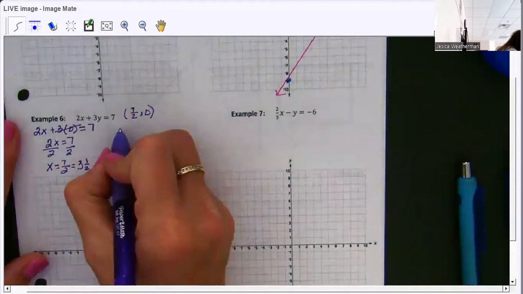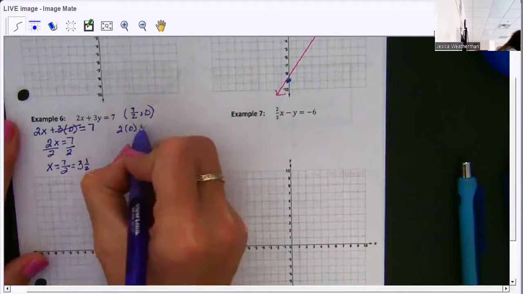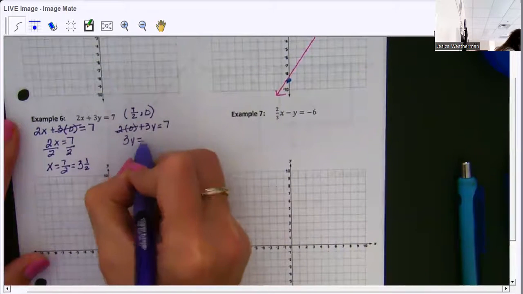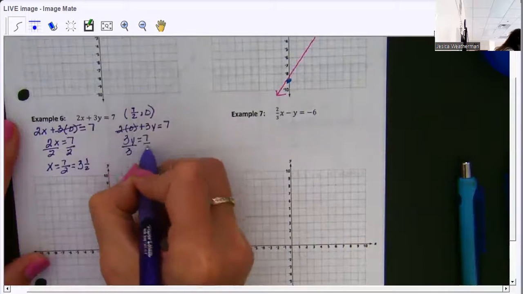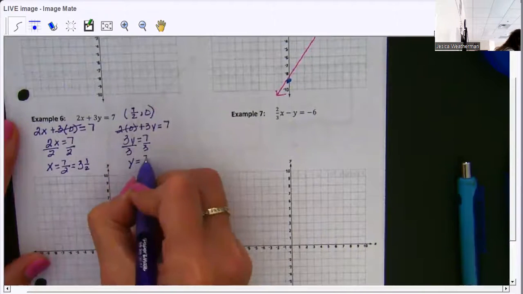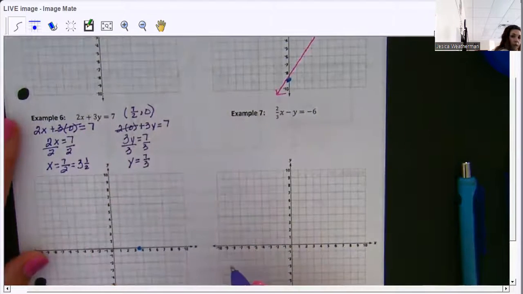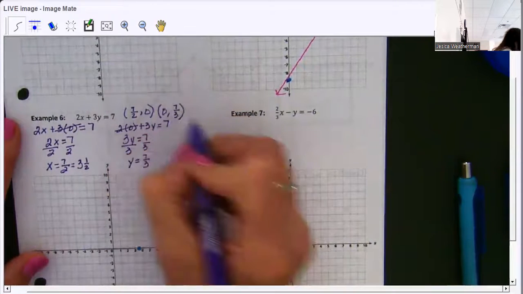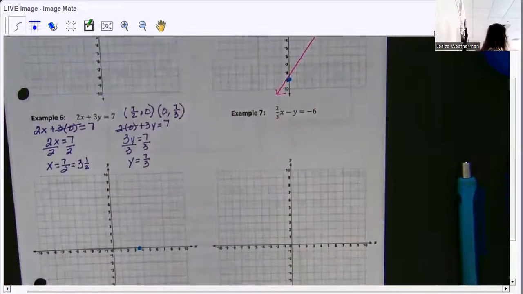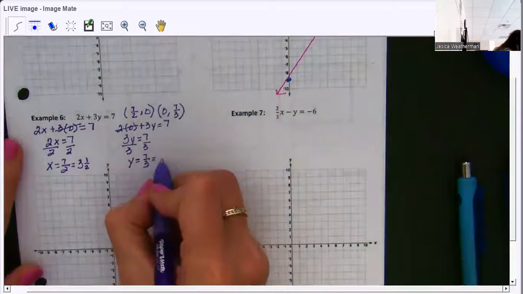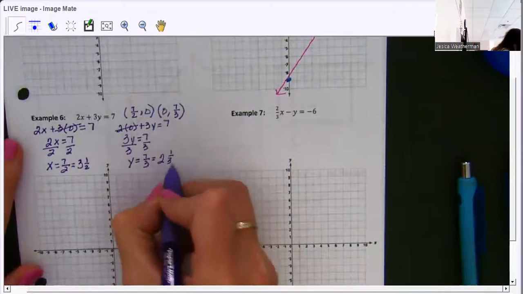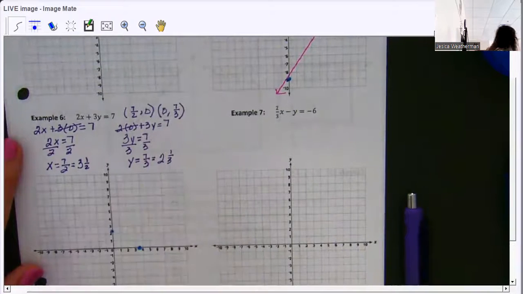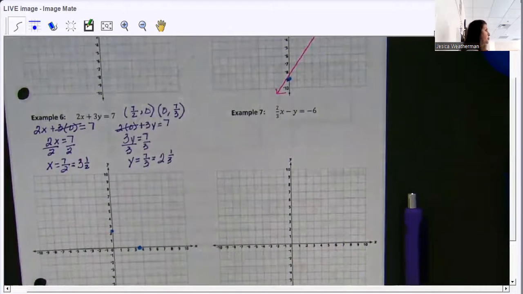Let's do the next one. We're going to do 2 times 0 plus 3y equals 7. Y equals 7/3. So I'm going to write my ordered pair as 0, 7/3. But I need to turn that improper fraction to a mixed number. This time it is 2 1/3. So when I plot that point, I'm going to go to 2 and up a little bit. Okay. And that's how you're going to do your fractions.